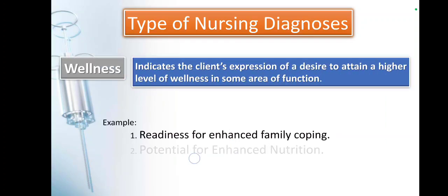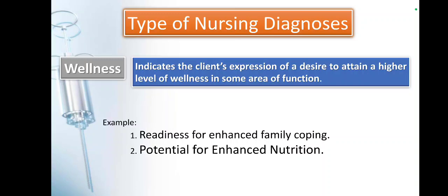Now, wellness indicates the client's expression of a desire to attain a higher level of wellness in some area of function. Actually, we use wellness when the patient is ready to be discharged. So, if the patient is ready to be discharged, now the patient is capable of or preparing him or herself to be back to their community and to perform their previous roles and functions in the community and in their family. So we can use this type of nursing diagnosis.